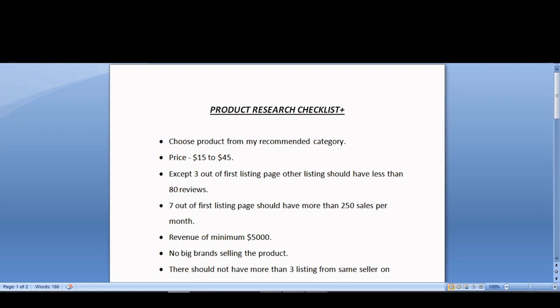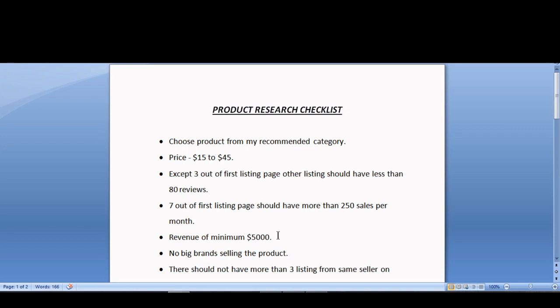Next is 7 out of the first listing page. Search a product on Amazon.com and search that product on the Jungle Scout Chrome extension. Those first listings should have more than 250 sales per month. The reason I'm setting this criteria is because if you don't find a product that has more than 250 sales per month, then it won't get you more sales on Amazon and that product won't be worth selling.